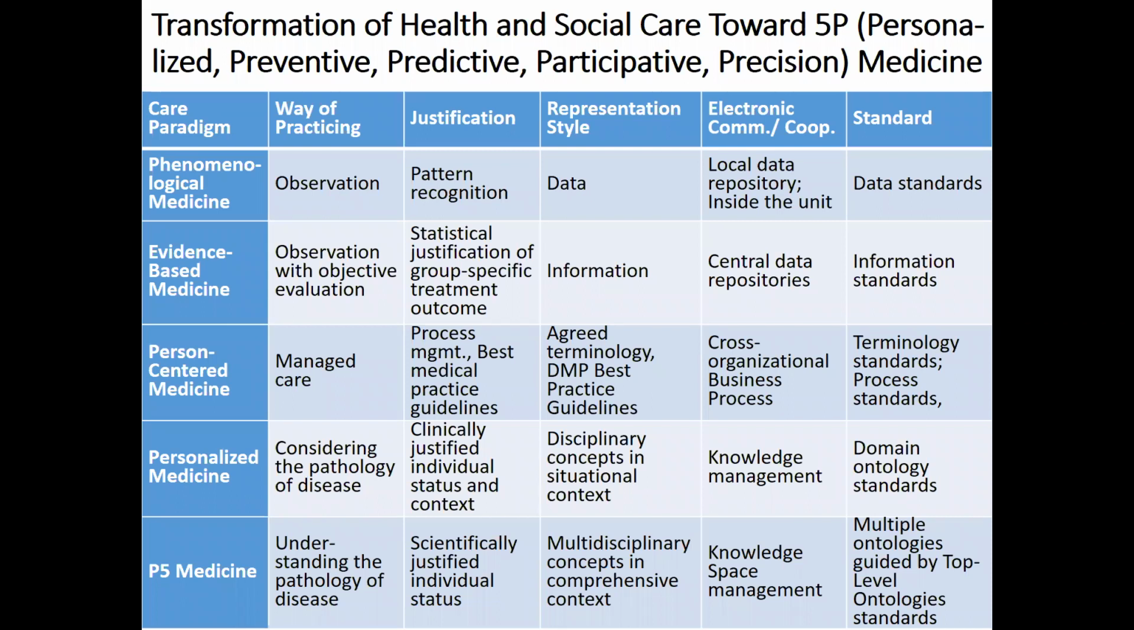And I have to say, TC215 so far still focuses on data standards and information standards, and pushes terminology standards. In process management, we are quite weak. We don't tackle sufficiently, or at all, domain ontology standards, and we do not address multiple ontologies and top-level ontologies.